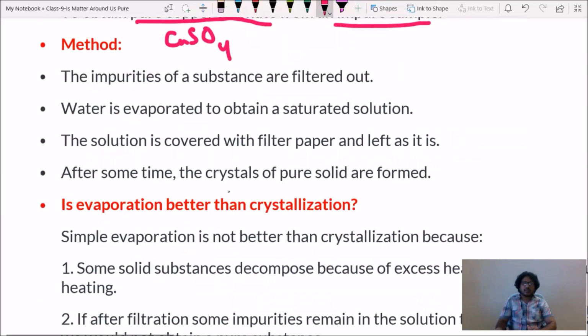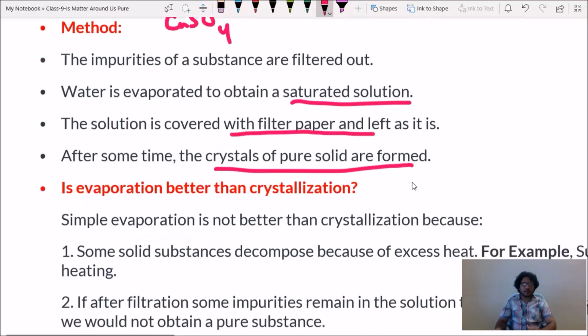Method: if you want to use this method, you can go with this. The impurities of the substance are filtered out. Water is evaporated to obtain the saturated solution. The saturated solution is covered with filter paper. After some time, the crystals of pure substance, pure solids, are formed.